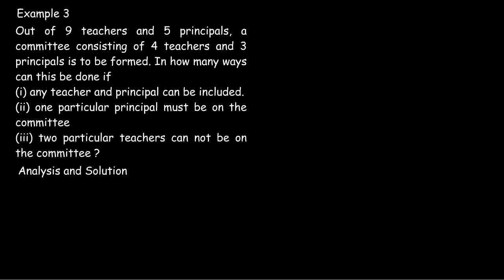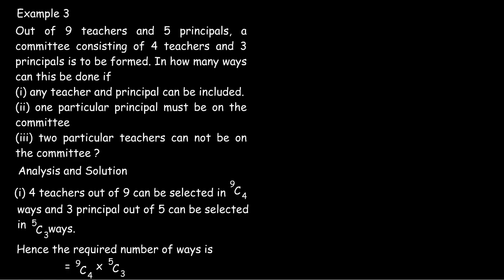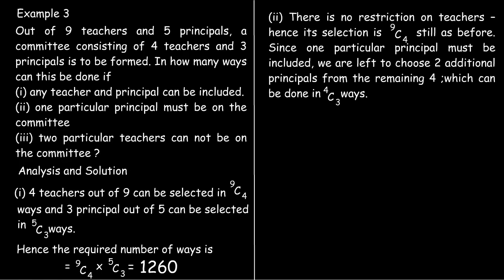Now for our analysis and solution, for (i), 4 teachers out of 9 can be selected in 9 combination 4 ways, and 3 principals out of 5 can be selected in 5 combination 3 ways. Hence the required number of ways will be equal to 9 combination 4 times 5 combination 3, which is equal to 1620. This is pretty straightforward, so there is no need expatiating on it. Now for (ii), there is no restriction on teachers. Hence each selection is 9 combination 4 still as before.